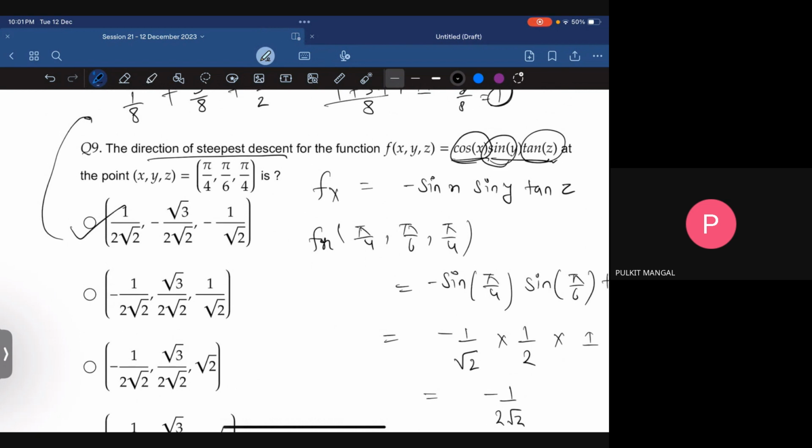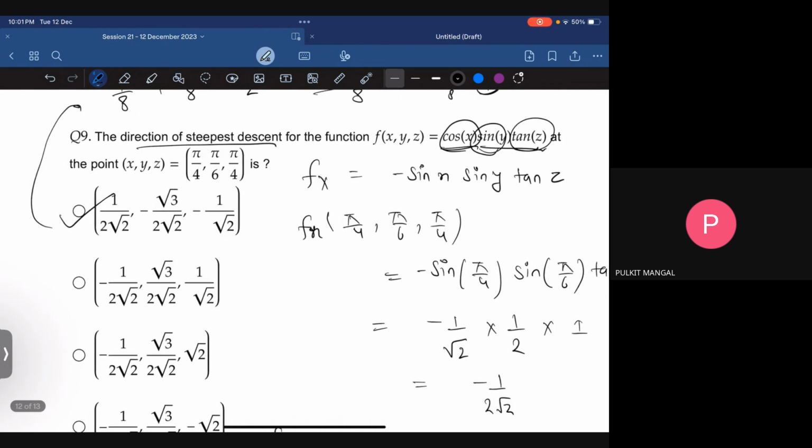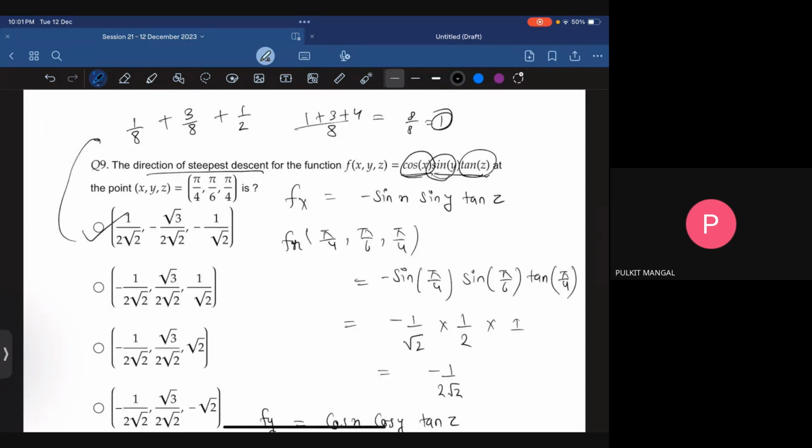If it is asking you for the maximum value, then find the norm. The norm would be the maximum value. In that case, whatever gradient you get at that point, find the norm of that only. Don't divide by the norm. So that's it. Any more doubt?